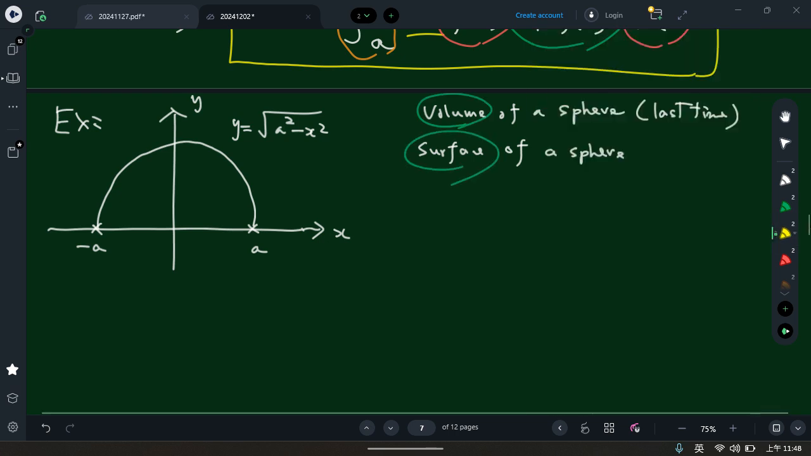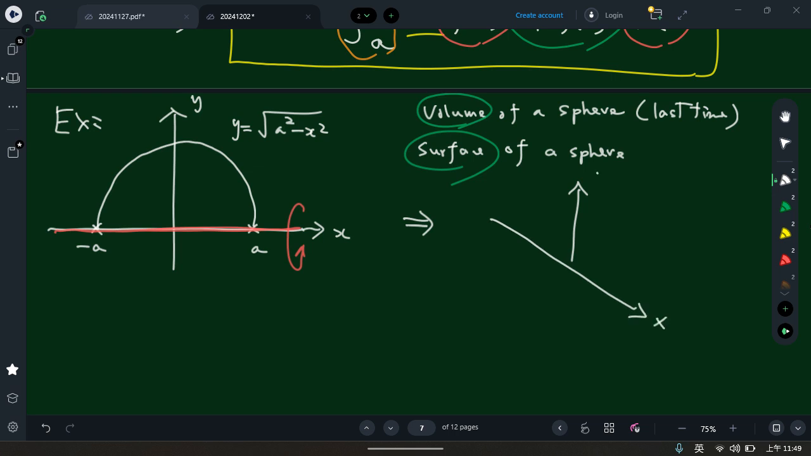So again, after you just revolve the curve by following the x-axis, then you can get a ball. Actually, you can get the ball. But this is a sphere. Last time we focused on the whole volume, the solid. But this time we just care about the surface of the sphere.